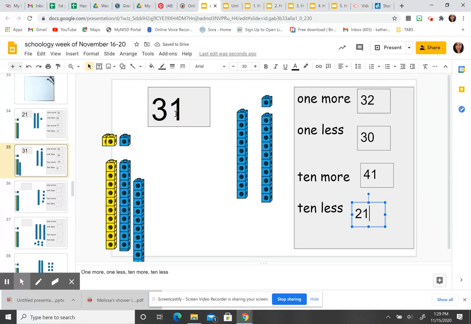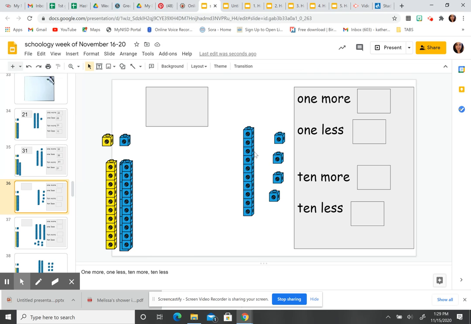Okay, so we started with 31 and we figured out one more, one less, 10 more, 10 less. Okay, we're going to do 2 more examples. So here's our starting number. See if you can figure out our starting number. You can write it on your board.